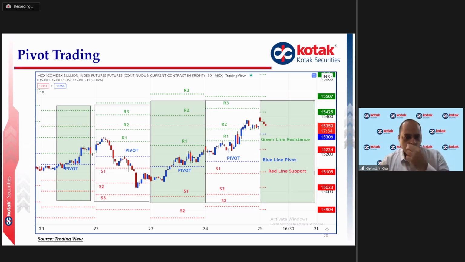If you take any recognized chart, it will have a pivot indicator. Now this is a TradingView chart, and in their chart, they have the pivot trading tool, wherein if you just put that pivot trading tool, you will get the support and resistance. So accordingly, you can trade as per the various indications that are given in the chart.